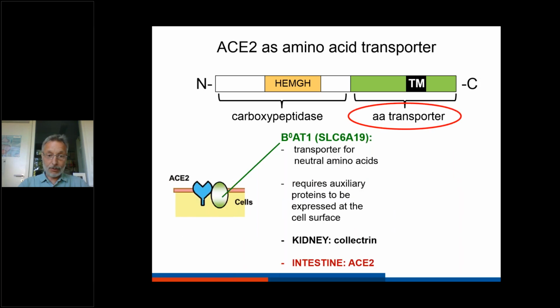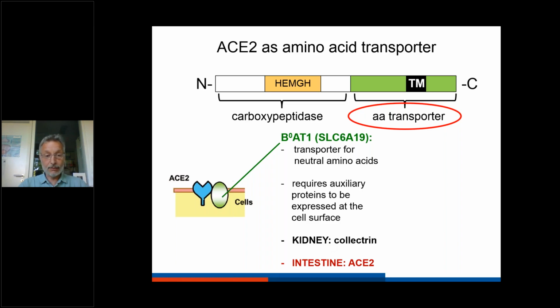So what is the situation there? There is a transporter of a lot of neutral amino acids called B0AT1 or SLC6A19. And this molecule needs ACE2 to be expressed in the cells where it is necessary to be expressed. And this is in the intestine, and it needs another molecule in the kidney where it's also very highly expressed, and that's collectrin. So this homologous protein to this part of ACE2, collectrin, has the same function in the kidney.